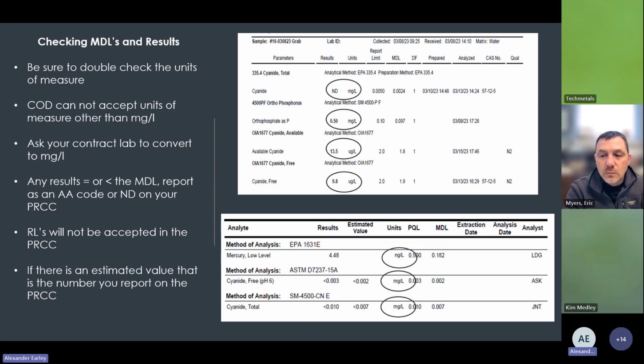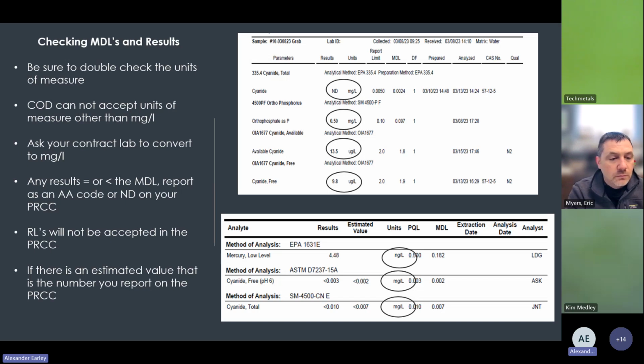Sometimes also what we have found out is that some of the lab reports only have reporting limits. They don't have an MDL, so you won't have an MDL column. You'll just have an RL column. You will have to contact the contract lab in order to get those results as well, because we cannot accept the reporting limits for the MDLs on your PRCC.